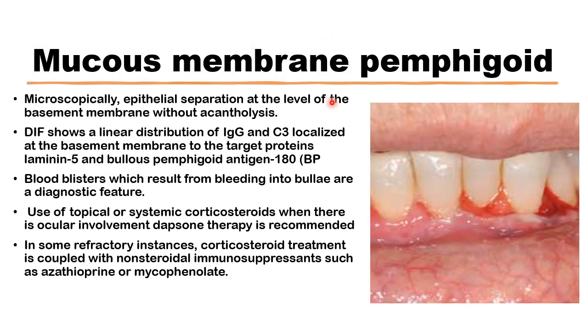The diagnosis would be established by a biopsy, which would show that the epithelial separation level would be at the basement membrane rather than intraepithelial like in pemphigus vulgaris. There is also no acantholysis like in pemphigus vulgaris. Direct immunofluorescence would show a linear distribution of the IgG and C3 localized at the basement membrane as well. Clinically, sometimes there may be blood blisters. This is sort of a characteristic feature that occurs because of bleeding into the intact bullae.